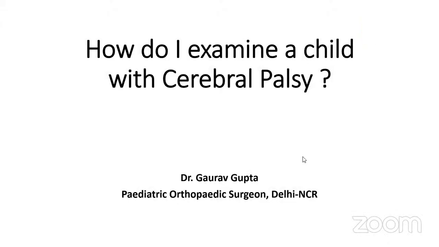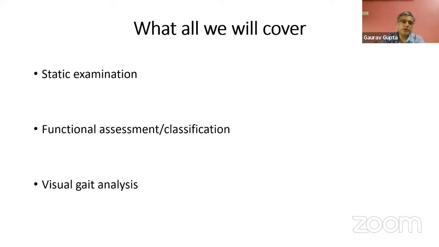Yes, sir. Okay. So what we will be covering is we'll first discuss static examination in short, mainly the practical points. Then we'll discuss the functional classifications, the common ones, and the visual gait analysis. These three things will help us in making an idea about the difficulties or the stage of cerebral palsy the child is in and what is the probable treatment.